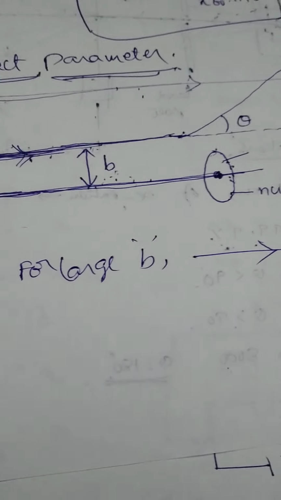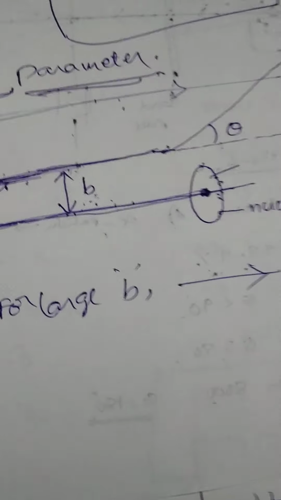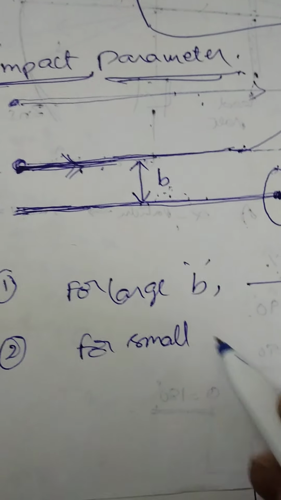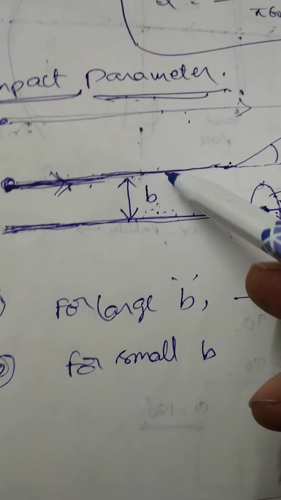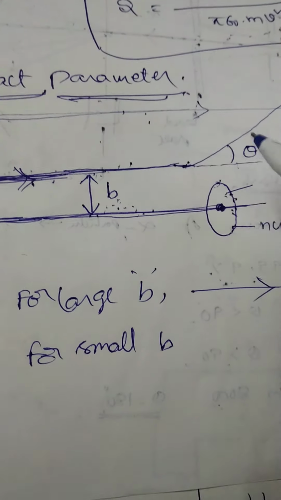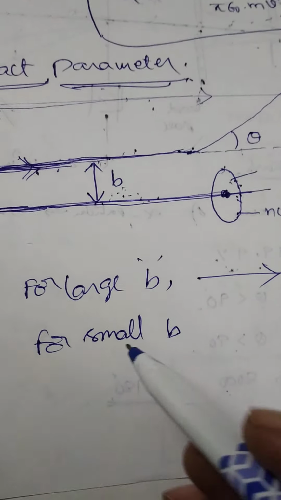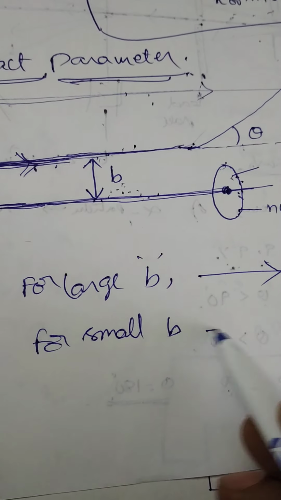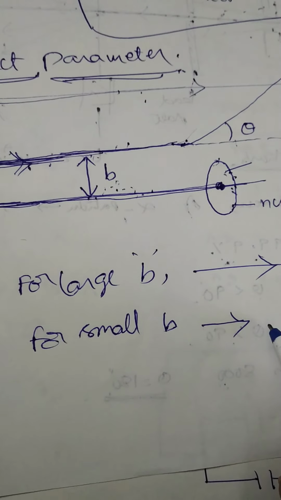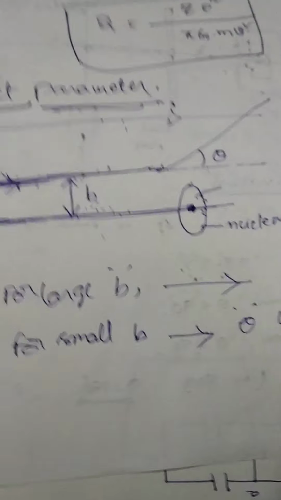Next, for small values of impact parameter, B will be less, which means the repulsive force acting on the alpha particle will be more. That's why the angle of deviation will increase. Therefore, for small values of impact parameter, the repulsive force is large, and alpha particles are scattered through large angles.